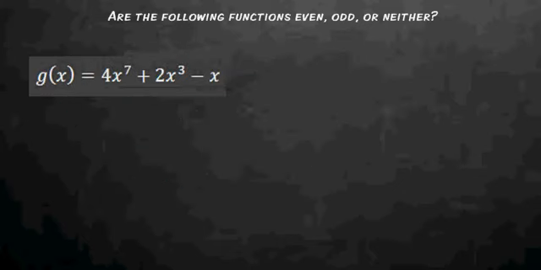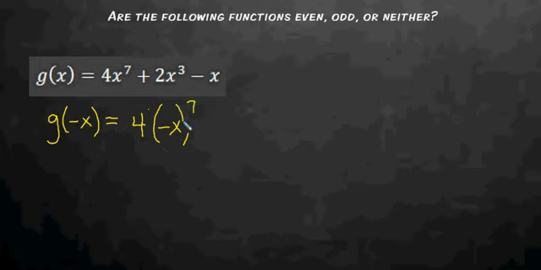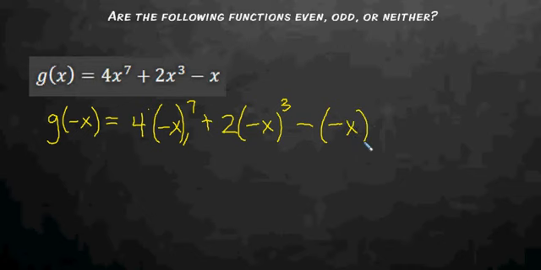All right. We have now g of x here, and we're going to tell if it's even, odd, or neither. So your test, remember, is to put in negative x in for all of your x's. So when I put negative x in, I will have 4 times negative x raised to the 7th power plus 2 times negative x raised to the 3rd power minus, and then there, that x will also get a negative x plugged into it. Okay?